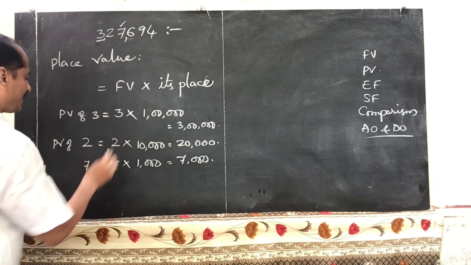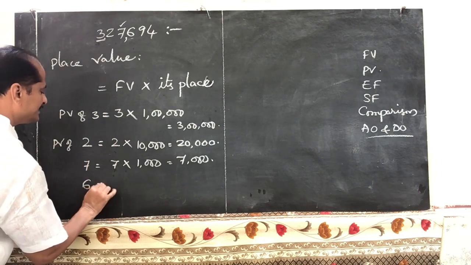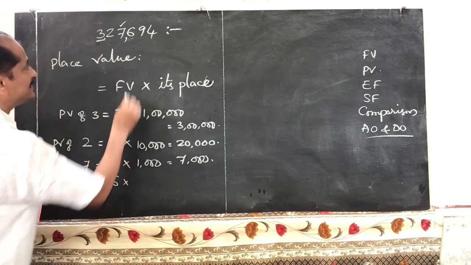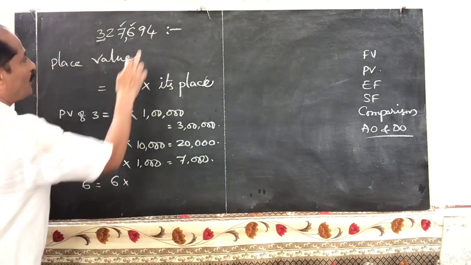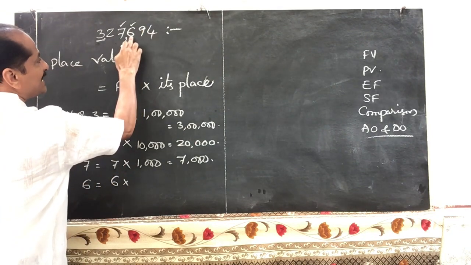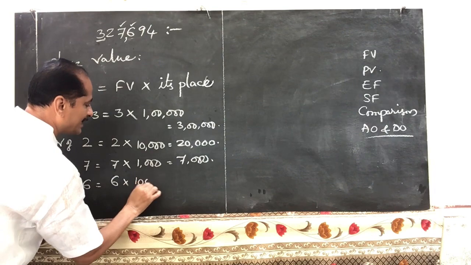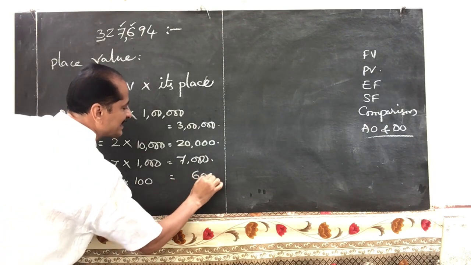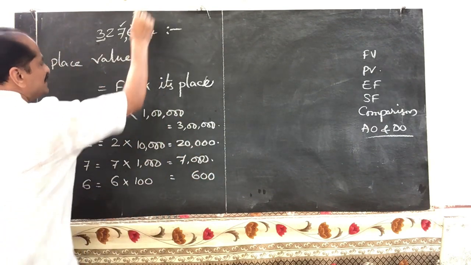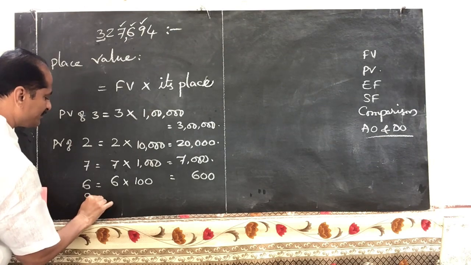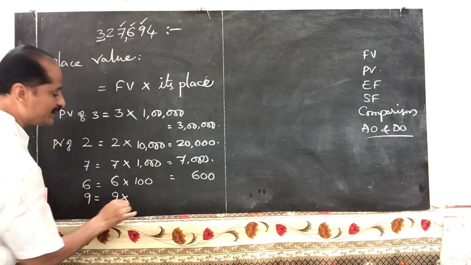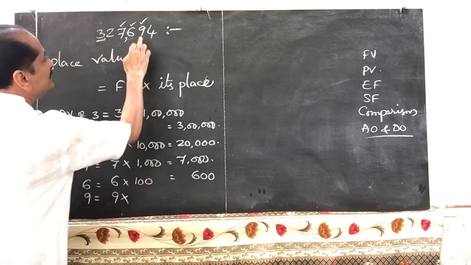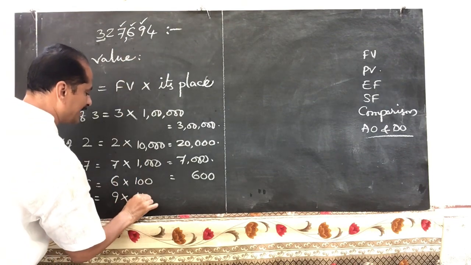Next, place value of 6. 6 into its place. It is in which place? Units period: ones, tens, hundreds place. So 6 into 100 gives 600, the place value of 6. And what is the place value of 9? 9 into its place. It is in the tens place. So 9 into 10 gives 90.